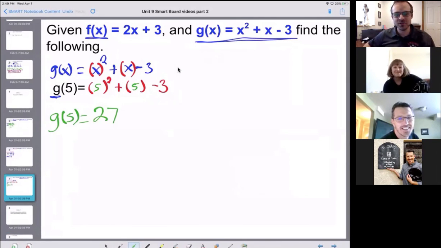All right, guys, and that's the review for our function notation. If you have any questions, send them our way.